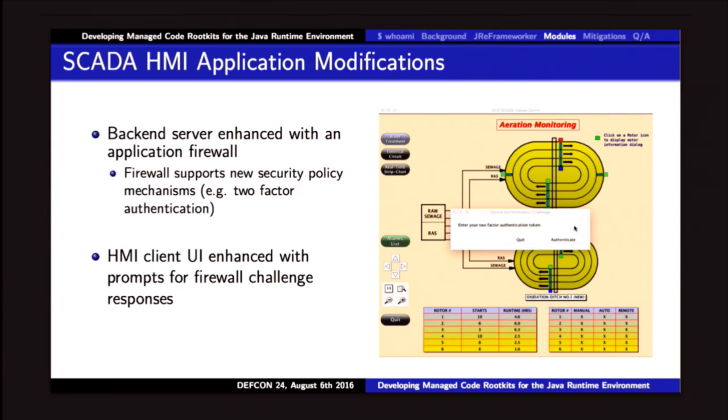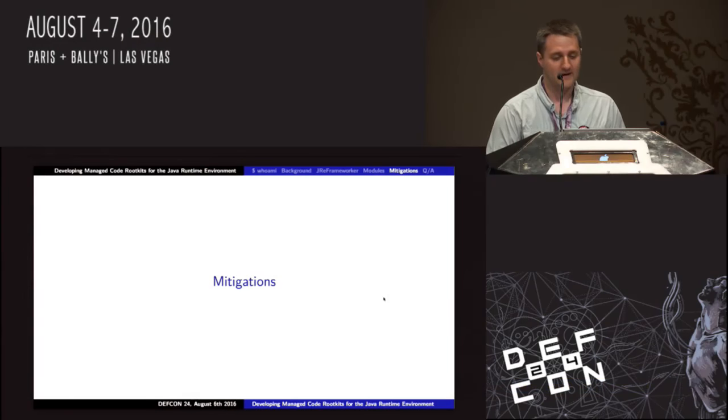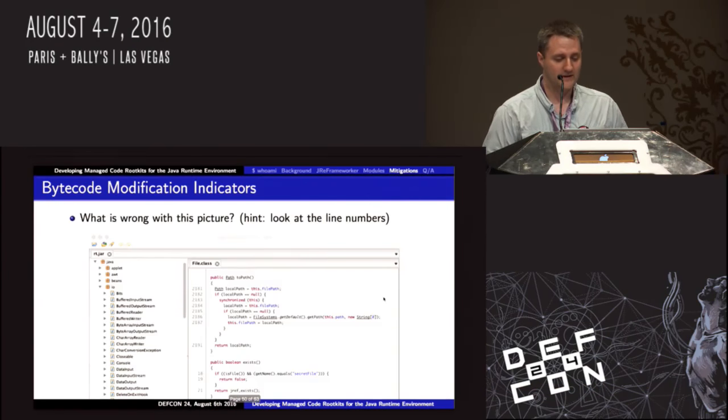But we can add this prompt and secure this application. So I added support to JRE ReFrameworker to modify applications as well. There's some really early basic support for Android stuff. That one's really early because you have to go through some additional tool chains. But let's talk a little bit about the mitigation. I'm making things a little bit worse by making it easy for everyone to write these. So let's talk about the mitigations.